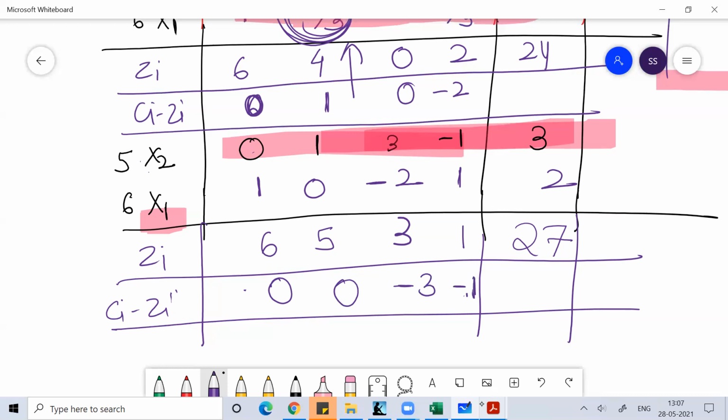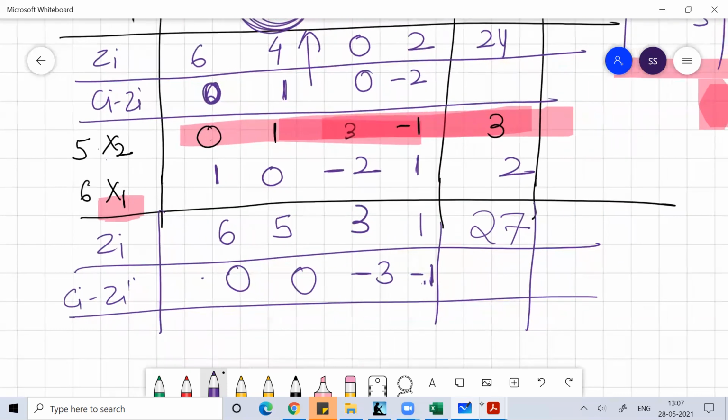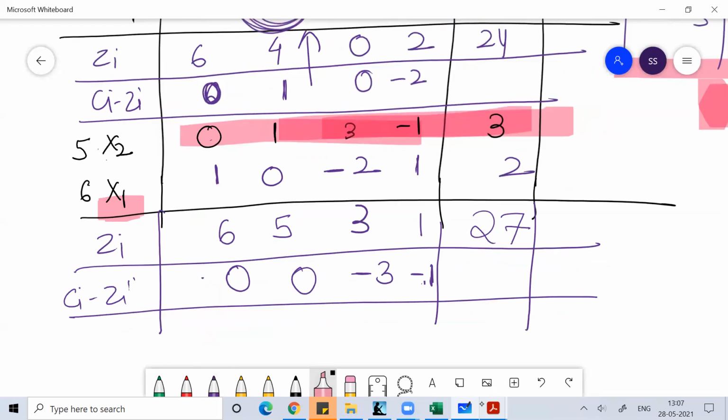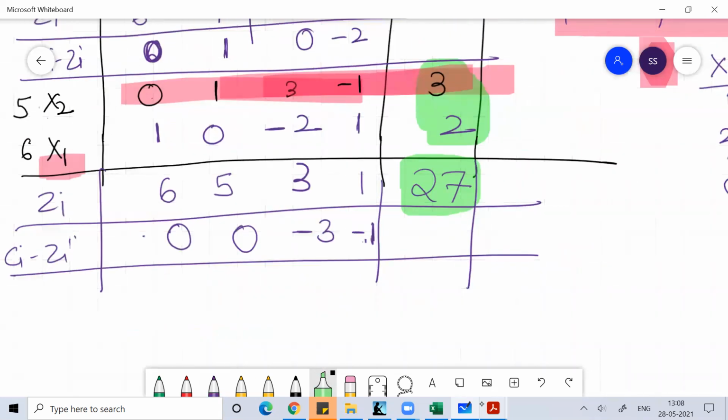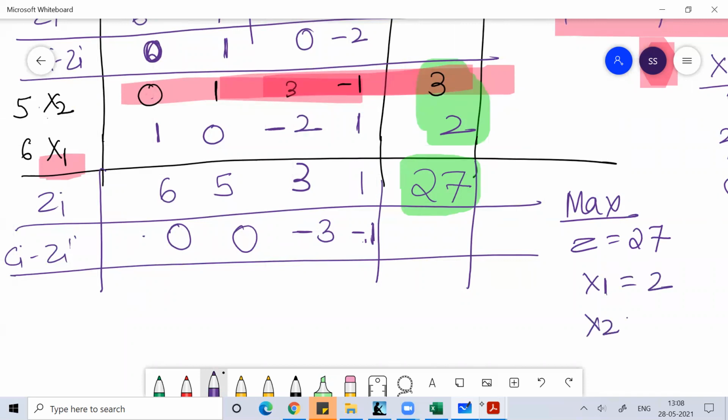So if you observe, all your Cj minus Zj is either 0 or negative. With this, you can easily say that you get the optimal solution, where your Z is 27. The maximum value of Z that you get is 27, where x1 is equal to 2 and x2 is equal to 3.